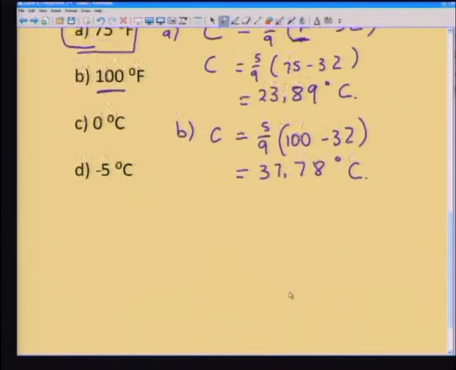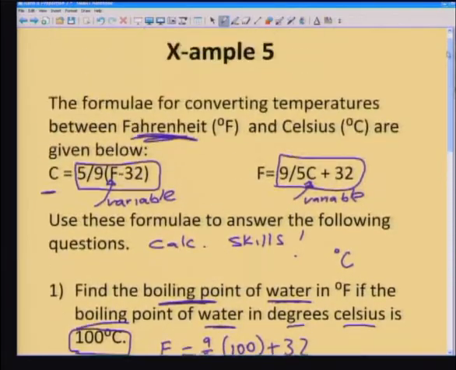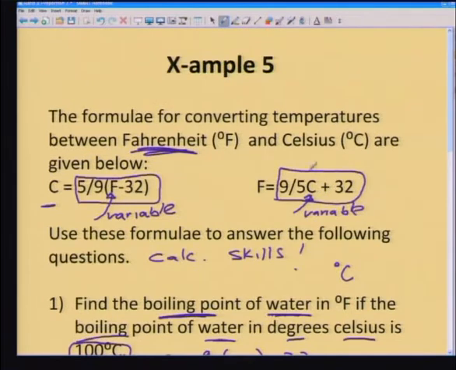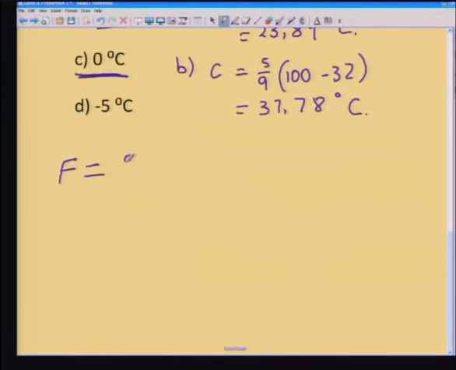Okay. Then number C, they want the opposite. They want you now to go from degrees Celsius to degrees Fahrenheit. So here, you've got to use the right formula. And the formula that they gave you that converts from degrees Celsius to Fahrenheit is that one there. So that's the one we're going to put in. Again, guys, you will get marks for showing your formula substitution. So please show that work.